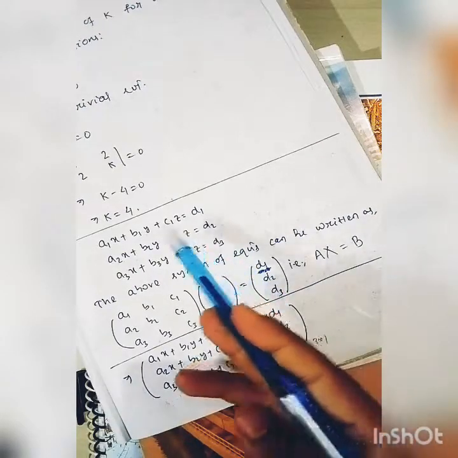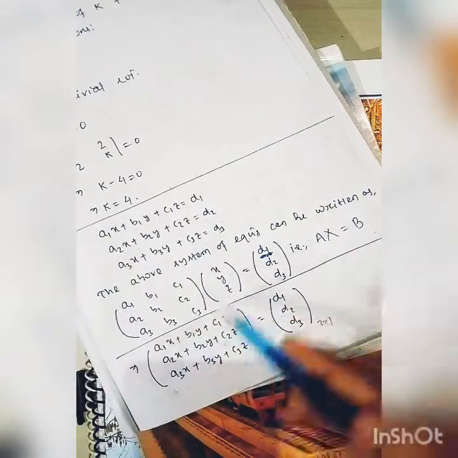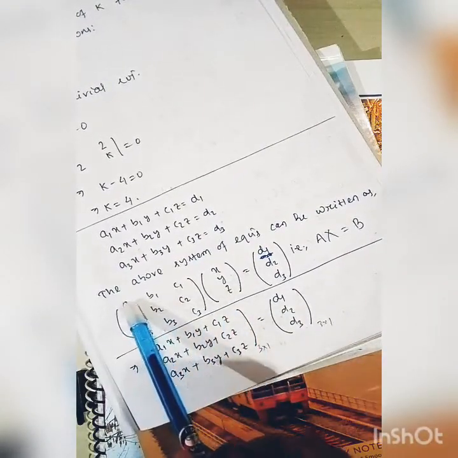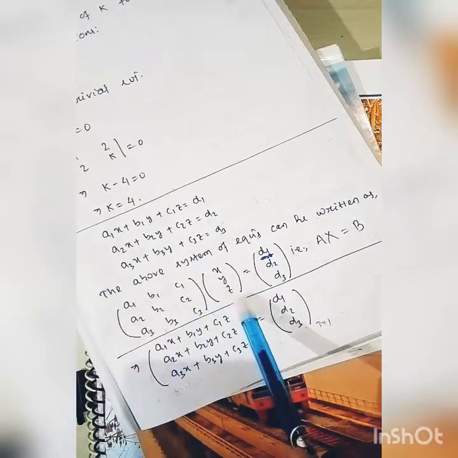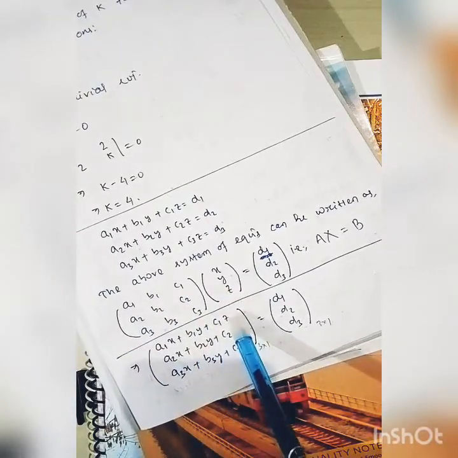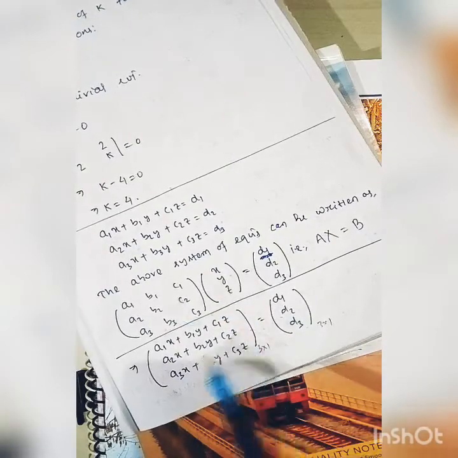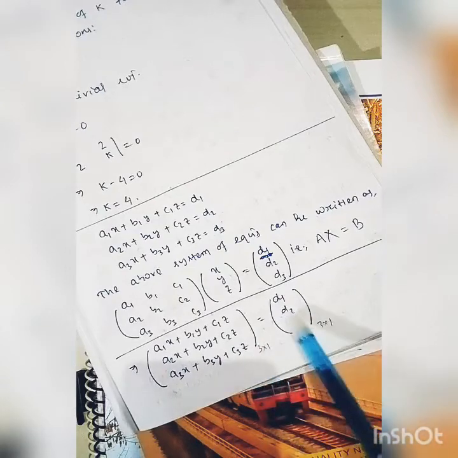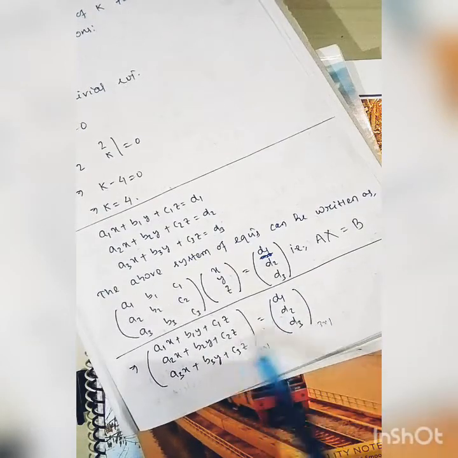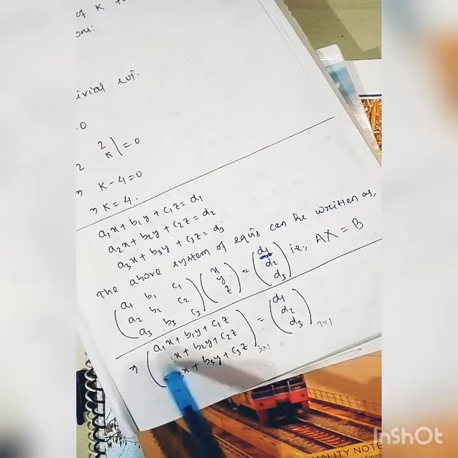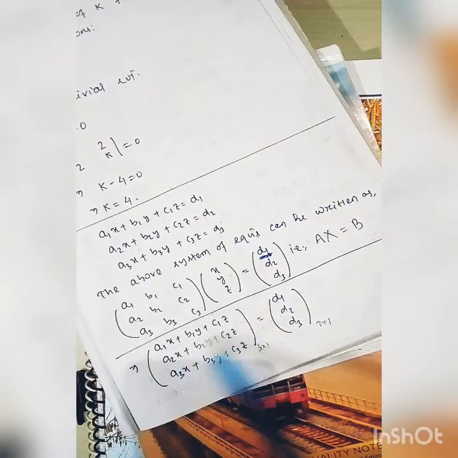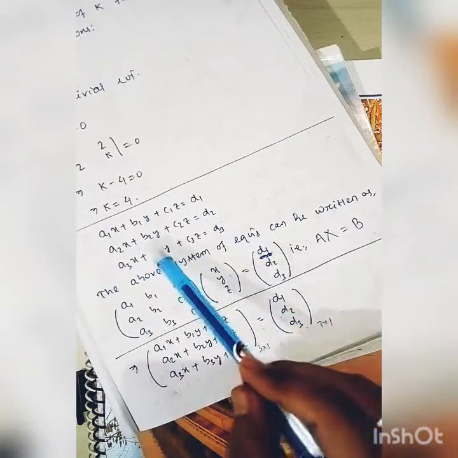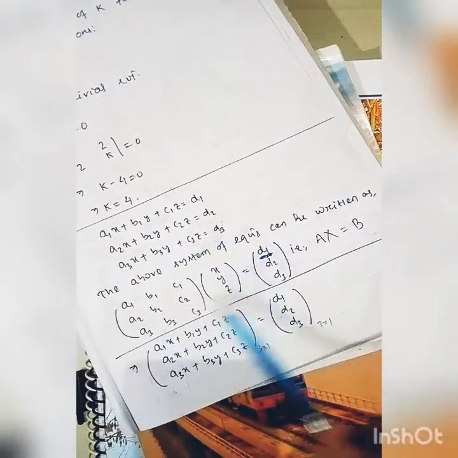How can we write this system of equations in this way? Suppose you want to prove this. If you multiply these two matrices, the first row into this gives a1x + b1y + c1z, again the second row into this gives a2x + b2y + c2z, the third row into this gives a3x + b3y + c3z, equal to d1, d2, d3, as the left and right sides are both 3 by 1 matrices. Now by using equality of matrices, this equals d1, this equals d2, this equals d3, again this. So this system of equations can be written in this way.